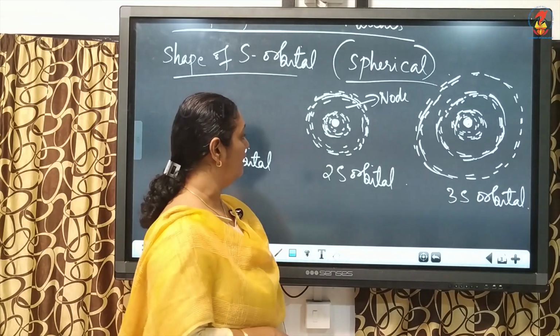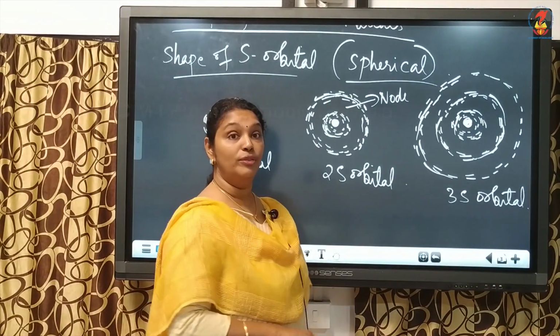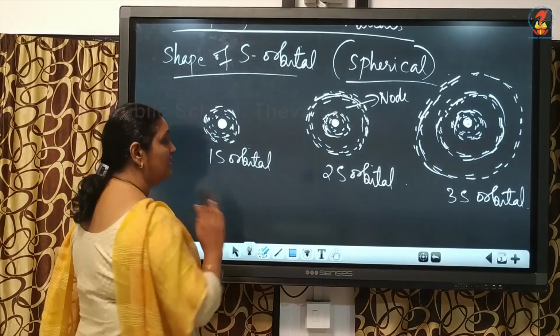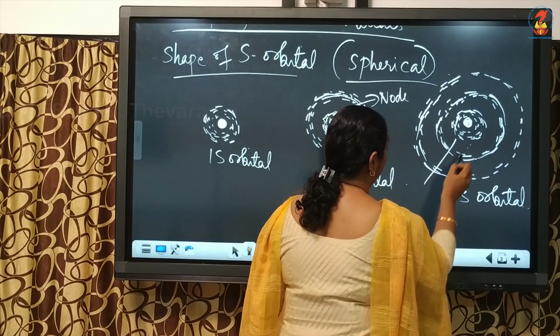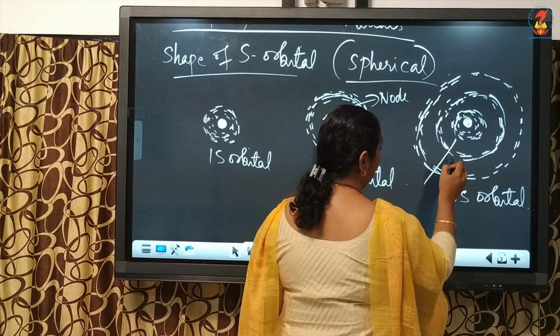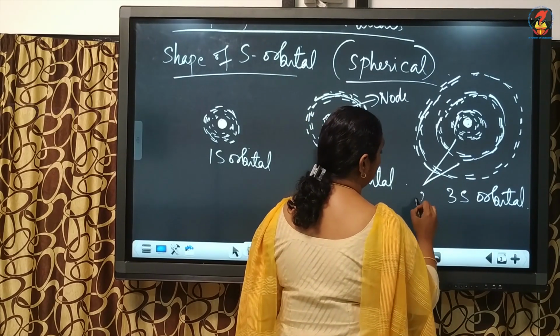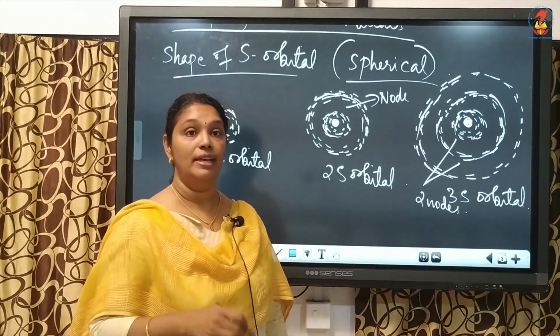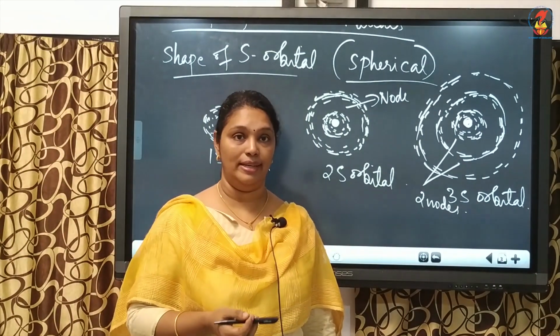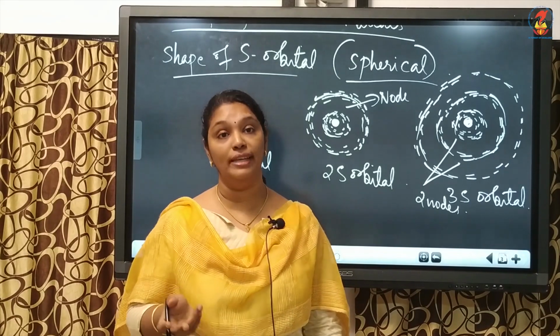So, you can see the number of nodes in 1s orbital is 0. In 2s orbital we have 1 node. In 3s orbital we have, this is 1 and this is the second one. There are 2 nodes in 3s orbital. So, you can see as n value increases, the number of nodes increases.